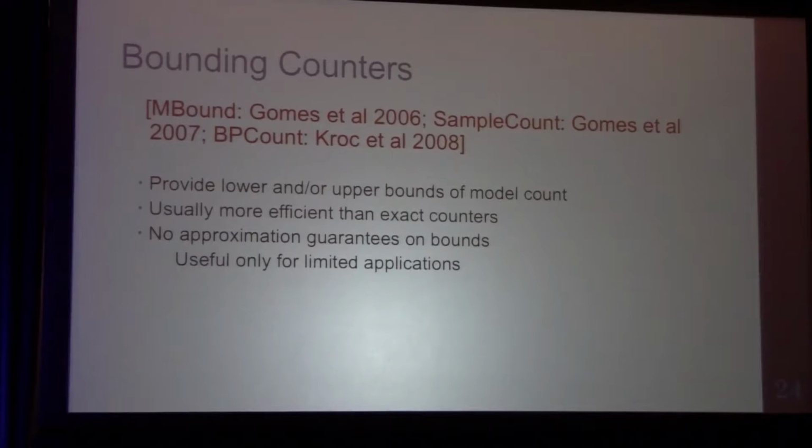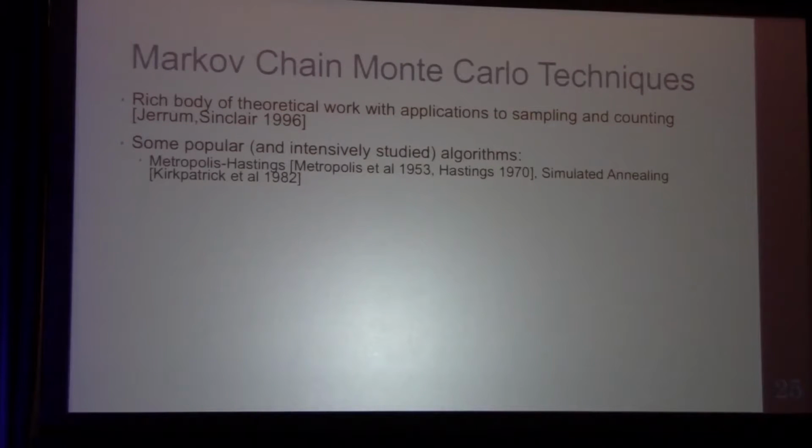Okay? So there are some other classes of counters that people have used. These are called bounding counters. So these are an interesting class of counters. They say that, well, I'll give you a number and I'll tell you whether it's an upper bound or a lower bound, but I can't tell you how far off it is from the real count. So there are no approximation guarantees, they're just bounding guarantees. People have used these in some kinds of applications, but not having approximation guarantees doesn't really help much. Markov chain Monte Carlo techniques are of course very popular, they are very well studied.